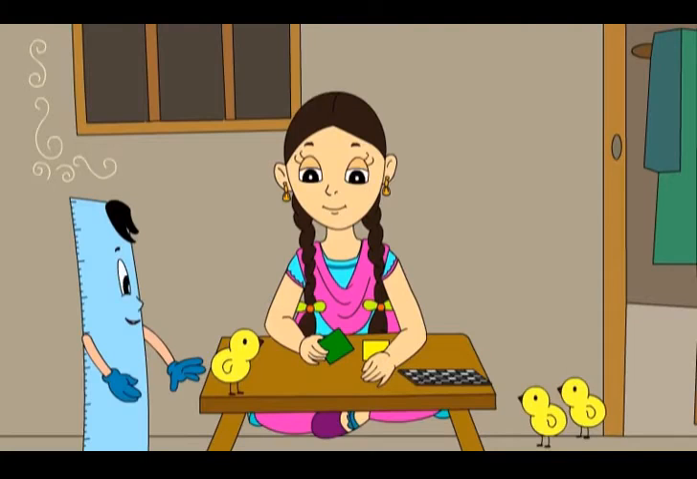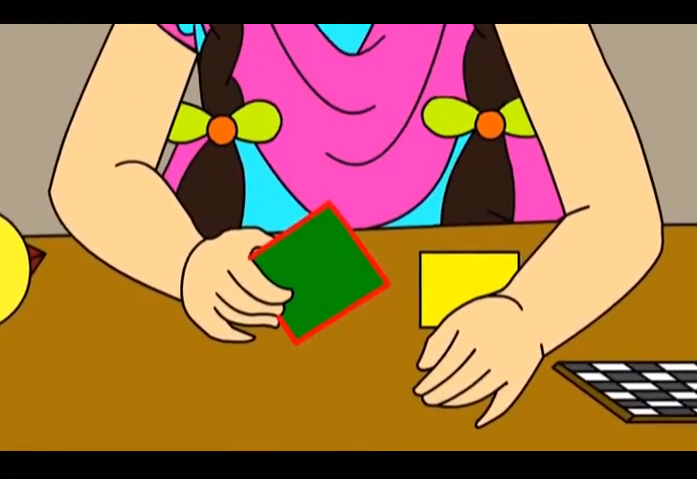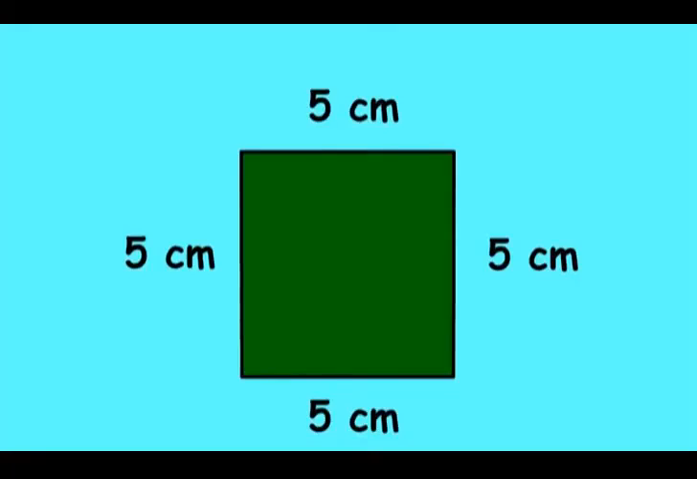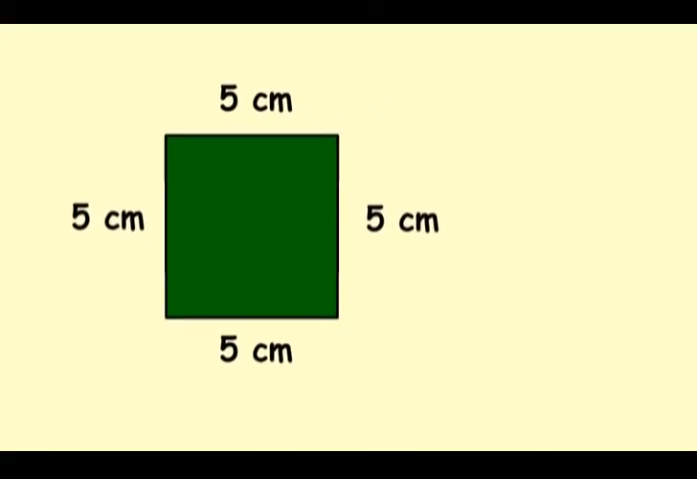Chick, you are really getting smart. Let's play a game now. Look, I have a piece of green colored paper. I measured the sides. The length of each side is 5 centimeters. Chick, can you tell the length of all the sides? I can. It is small numbers.